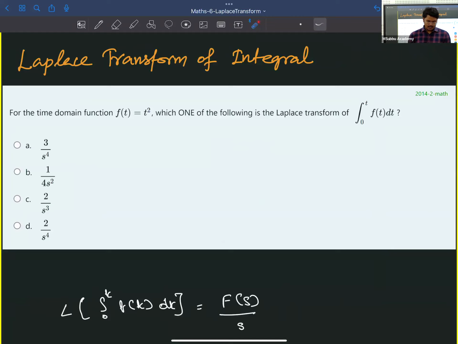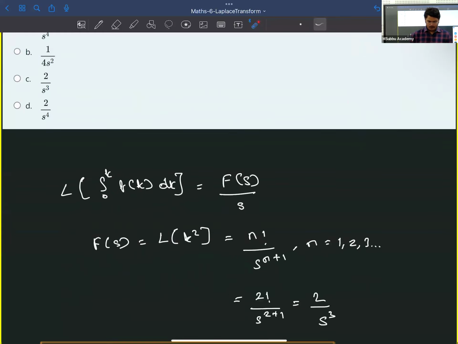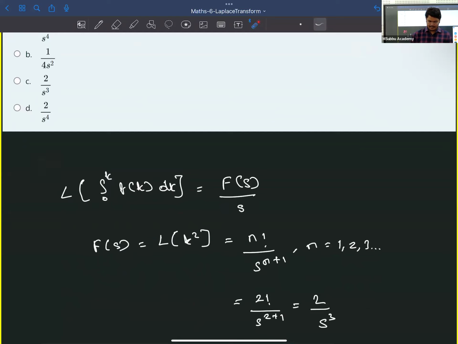So for the time domain of the function, f of t is equal to t square, they have given. So the Laplace transform of an integral, integration from 0 to t of f of t dt. So we have to find the integration of this. So this is the formula for the Laplace transform of an integral. Okay. So the Laplace transform of the integral from 0 to t of f of t dt will be capital F of s by s.